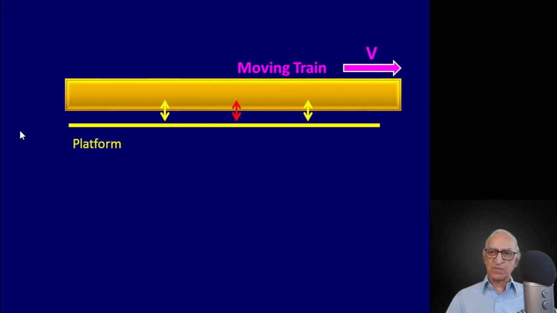So what is the thought experiment? Here is a railway station platform, and here is a moving train which is moving with a uniform velocity v from left to right.